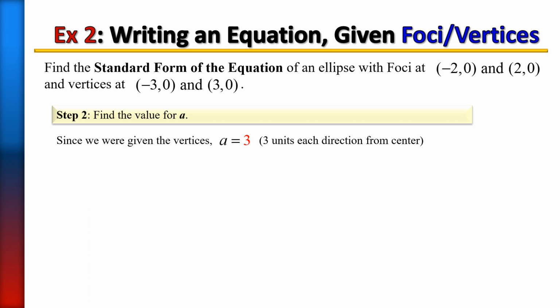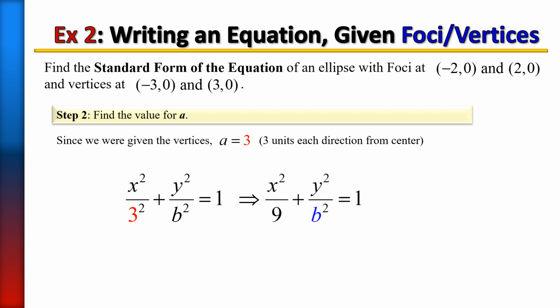If we plug that into our equation, 3 squared is 9. So we have that part of our equation. The only thing left now is just to find the value of b squared underneath, and we have our equation in standard form.